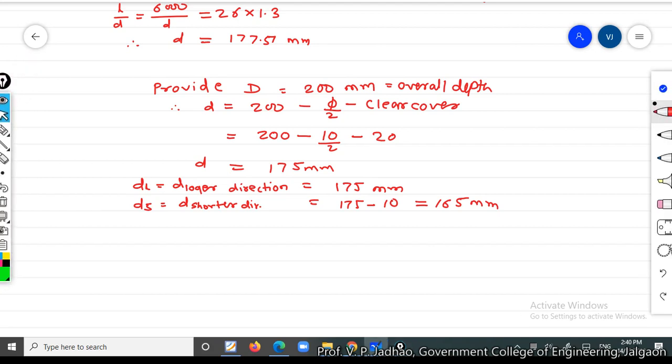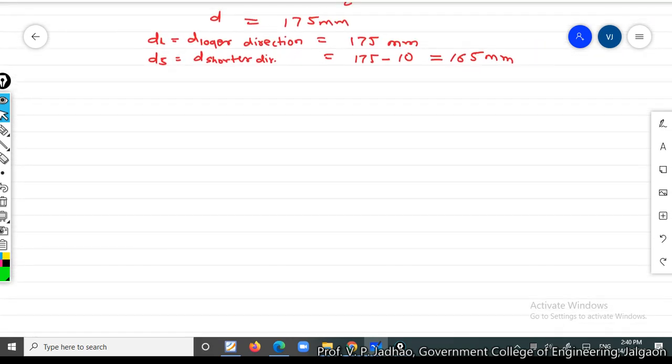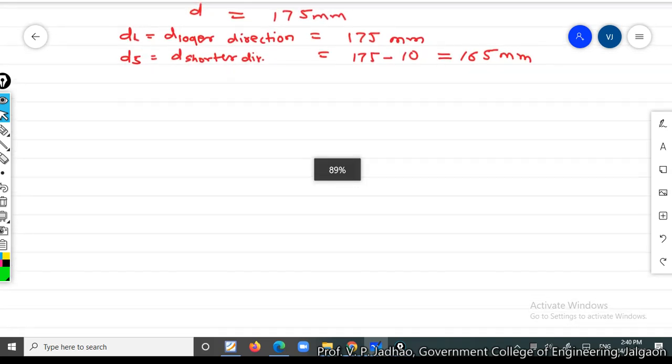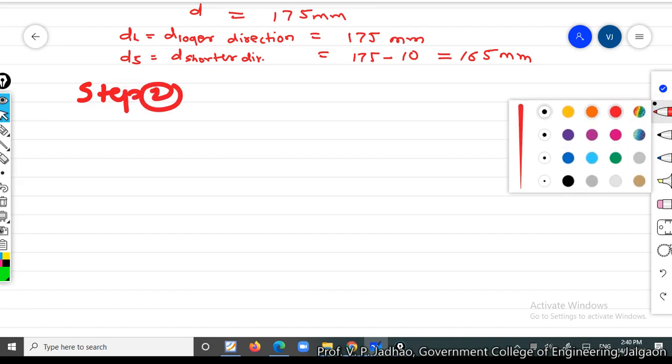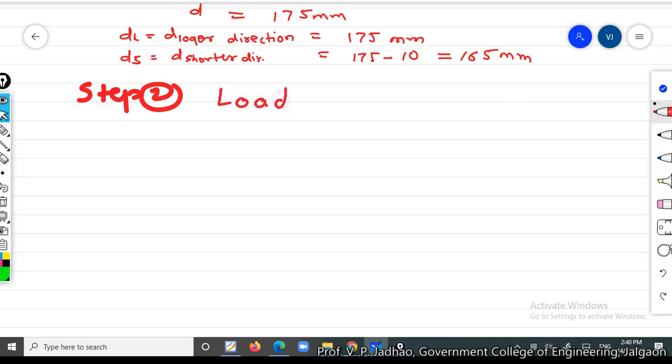Now we'll start the further design. Now step number 2 is the next step. Step number 2 is calculation of loads which are acting on this flat slab, therefore load calculation.